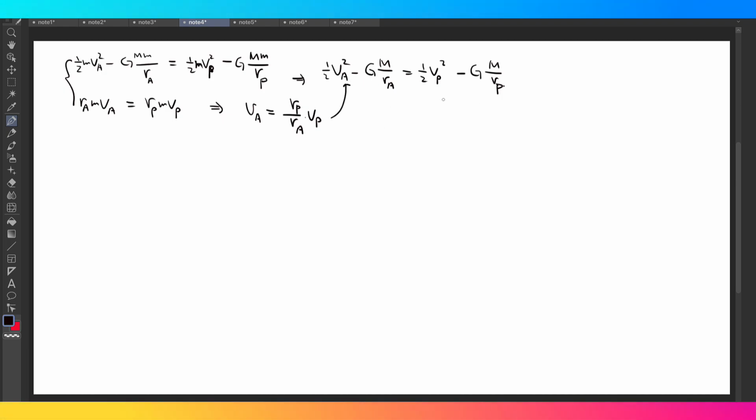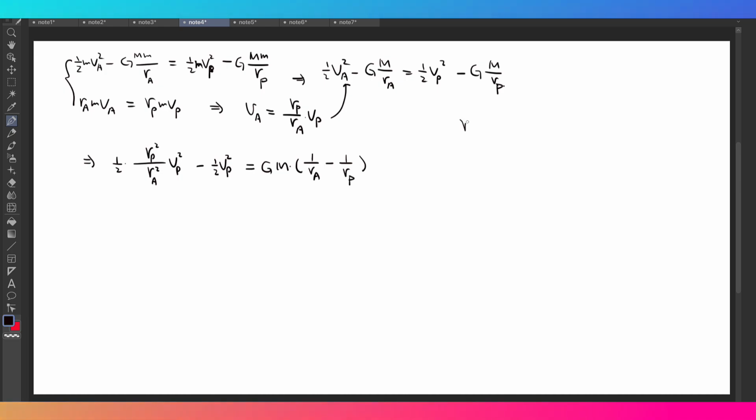And let's see what happens. Okay, so we have 1/2 RP squared over RA squared VP squared. And let's also move this 1/2 VP squared over, okay, and that equals GM, 1 over RA minus 1 over RP, okay.